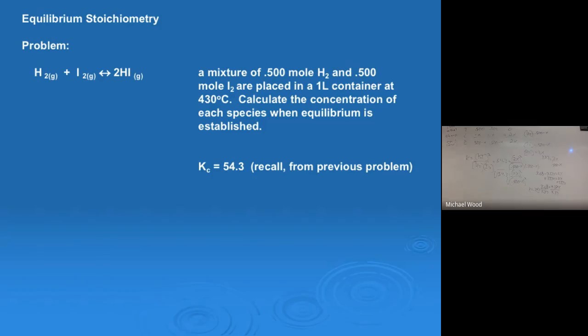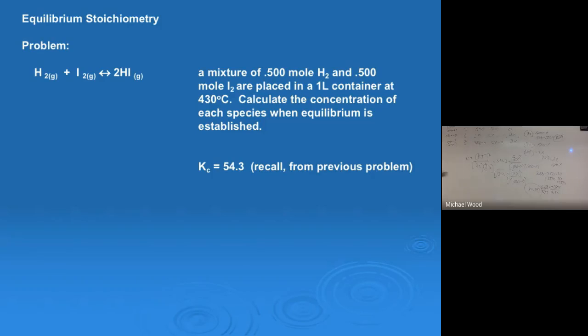Well, now we know x. So the value for x is 0.393. So I'm going to put that here. So I have 0.500 minus 0.393. So I found x, I plugged that in. So that gives me 0.107. And that is molarity. This time we're trying to find the concentration at equilibrium.